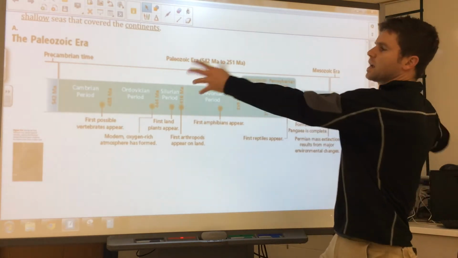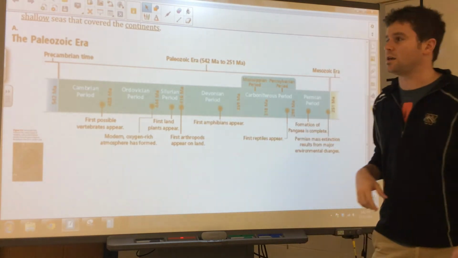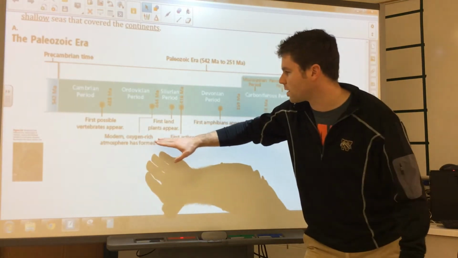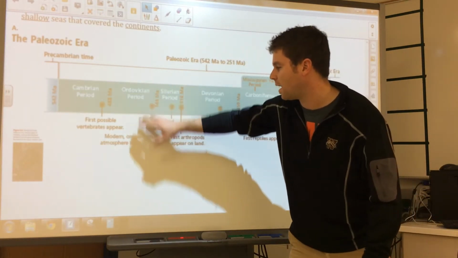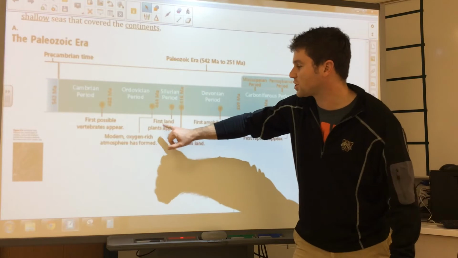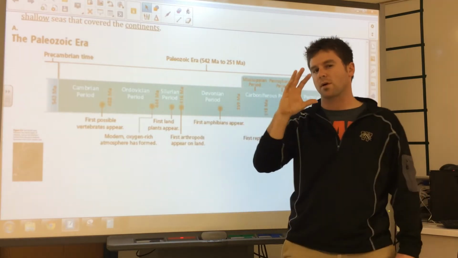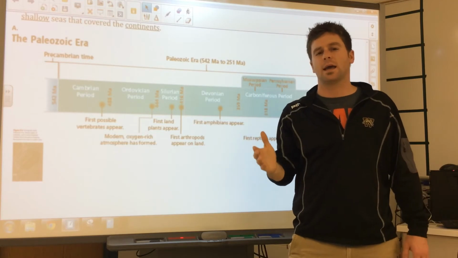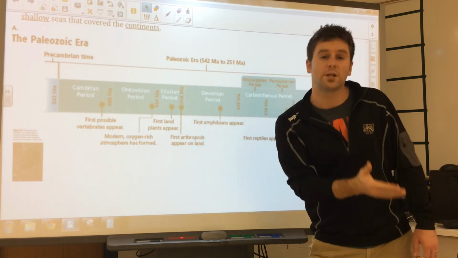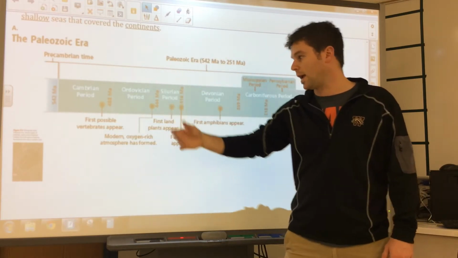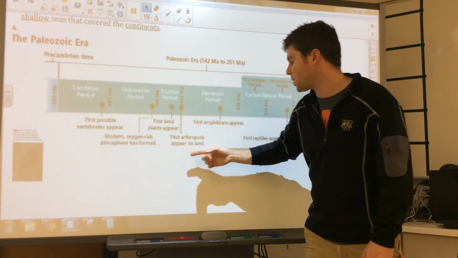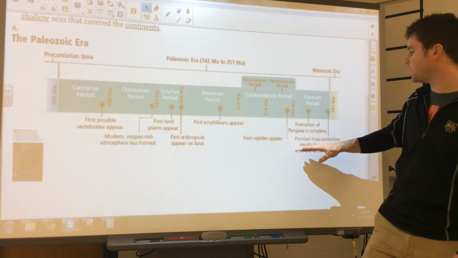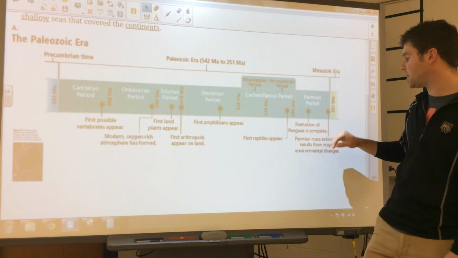So here is kind of the snapshot of the Paleozoic era. Right? First vertebrates appear, and then we got modern oxygen-rich atmosphere has formed. First land plants appear. So remember, the theory is everything came out of the water. There was no life on land. It all was in the water originally and then evolved onto land. The first arthropods appear on land. The first amphibians start to appear. The first reptiles begin to appear, and then the formation of Pangaea is complete.